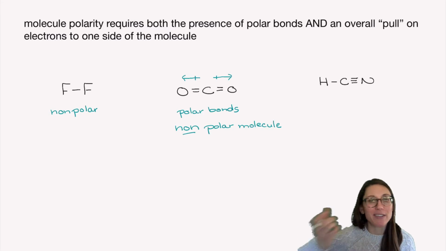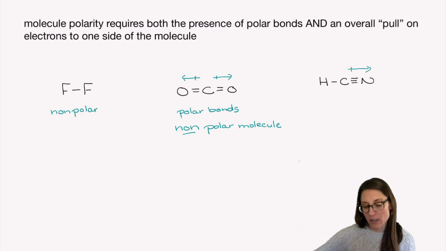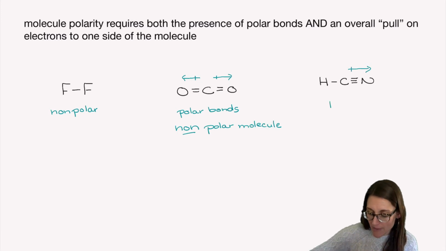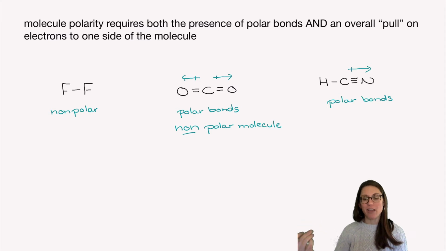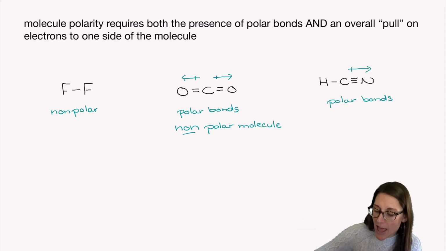The H-C bond is nonpolar, and so I'm not going to draw a dipole moment arrow for that one, but the carbon-nitrogen bond is. And the dipole moment points towards the nitrogen. If you look at this, I have a polar bond, but I also have a net pull. There's nothing counteracting the pull on electrons towards that nitrogen. And so this molecule will have polar bonds and be a polar molecule.